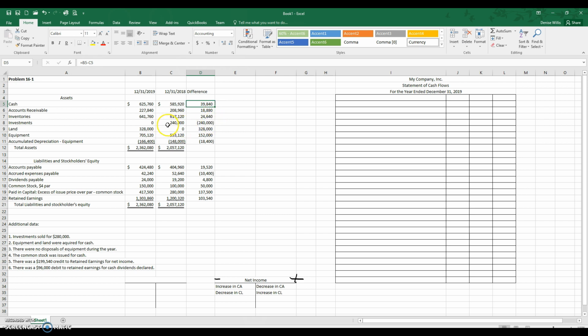Investments went down. We had $240,000 investments. Now it's zero, so we entirely sold off those investments. If you look right down here, our investments were sold for $280,000. We know we were carrying them at $240,000. We sold them for $280,000, so that means we have a gain of $40,000.